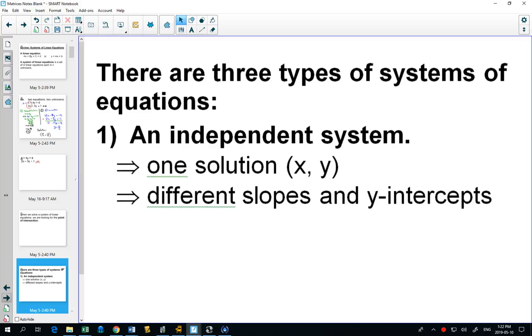This happens when you have just different slopes. If you just have different slopes, you will always have one intersection point. It's impossible for 2 lines to have different slopes and never intersect. It's impossible for 2 lines to have different slopes and still be the same line. So all we need is different slopes, and we're going to get one solution.